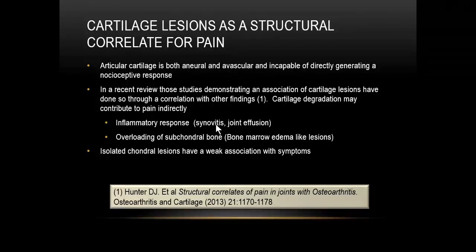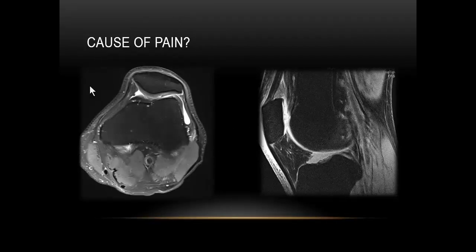That's primarily an inflammatory response in which we elicit synovitis and relatively large joint effusions. And then there's a second source of pain, which is the overloading of the subchondral bone plate, a more mechanical driver of pain in which we get bone marrow edema-like lesions underlying areas of focal cartilage abnormalities. But isolated chondral lesions in themselves have a very weak correlation and association with symptoms. So particularly in a joint that otherwise looks normal, when we find these incidental cartilage lesions, typically they're not a driver of pain.